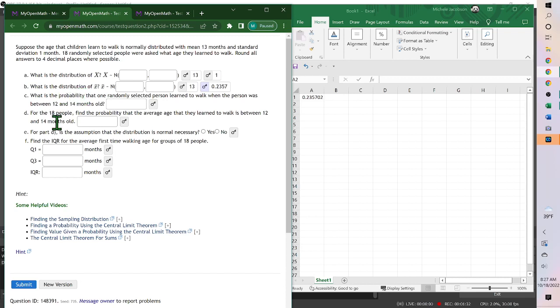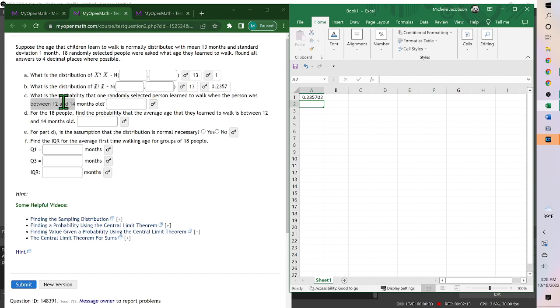Whenever they're saying to use, like this part D says 18 people, then you use part B's mean and standard deviation. And if it does not have the sample, then you use part A's mean and standard deviation. So we'll look at the first, part C. What is the probability that one randomly selected person learned to walk between 12 and 14 months? With in between, remember you got to subtract them because the 14 will give you the percent below. And then you subtract the 12, which will take this out. It'll leave what's in between.